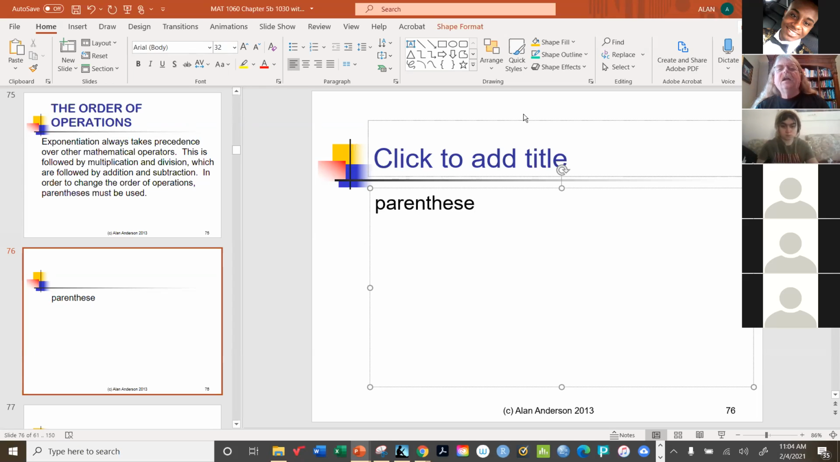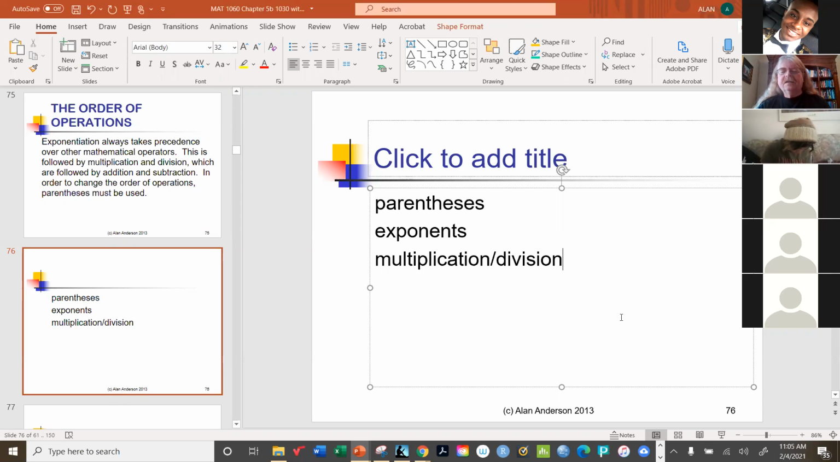This is what I'm building up to. Exponents are next. And then that's followed by? Multiplication. Yes. Now, multiplication and division are tied for third place, I guess you could call it. They're at the same level of precedence. And then we finish it up with what's last? Addition and subtraction.